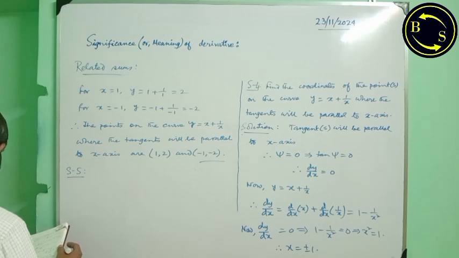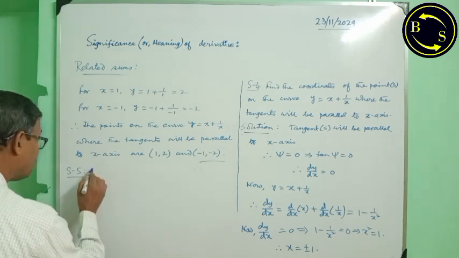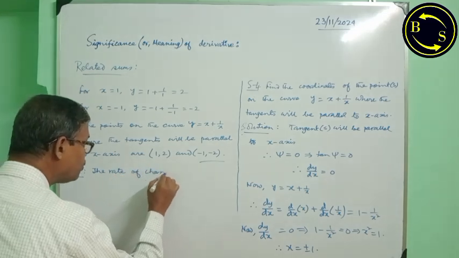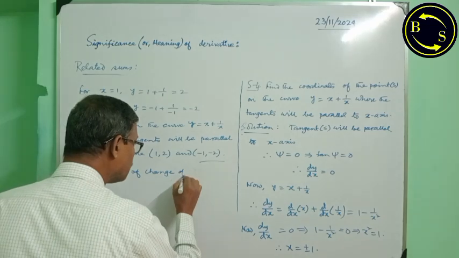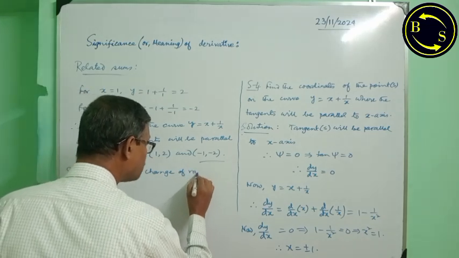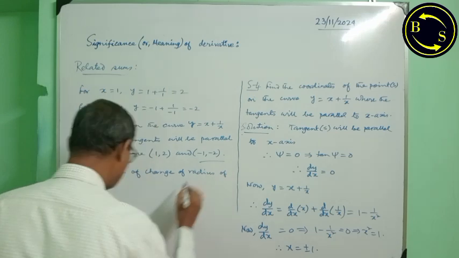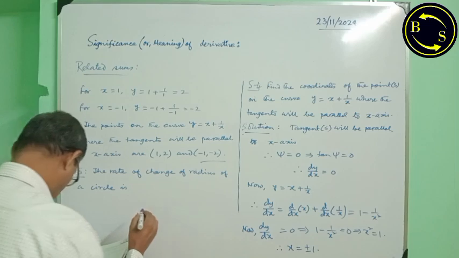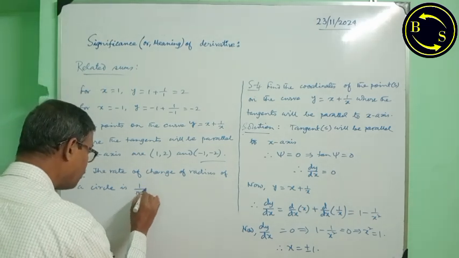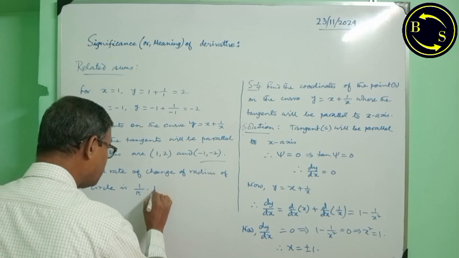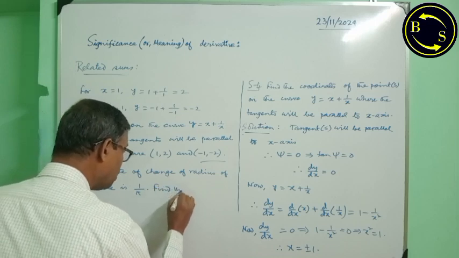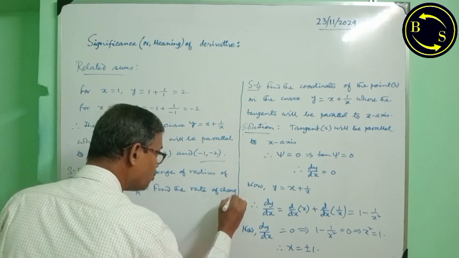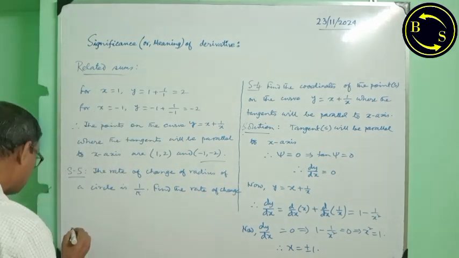The rate of change of the radius, not the circle, of a circle is 1 by pi. Find the rate of change of its circumference.